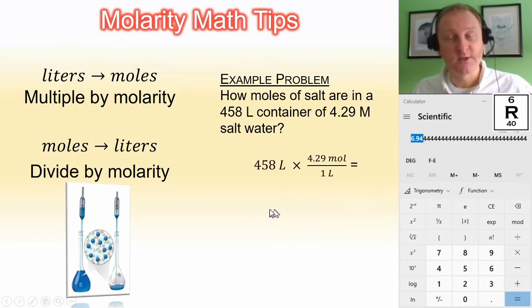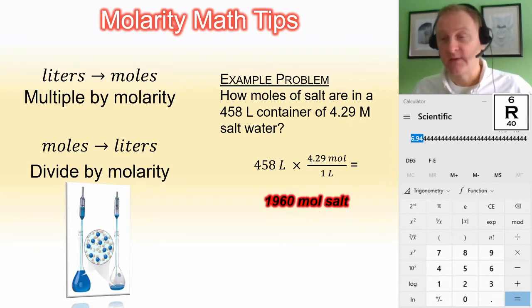If we use dimensional analysis, we would set this up because we know molarity is moles per liter, and since we have 4.5 liters, we want the 1 liter on the bottom to cancel out, so that's how I know to multiply by 4.29. Let's see what this looks like in the calculator. 4.5 times 4.29.